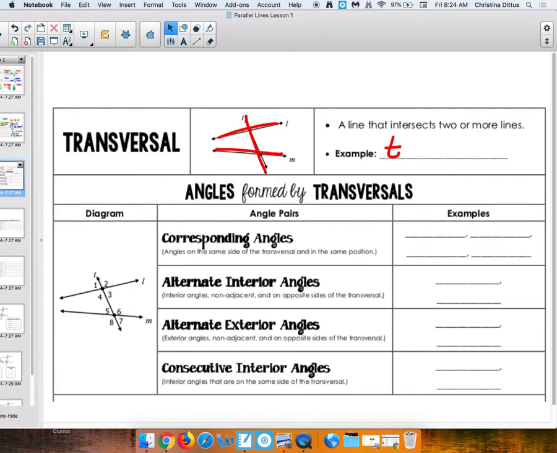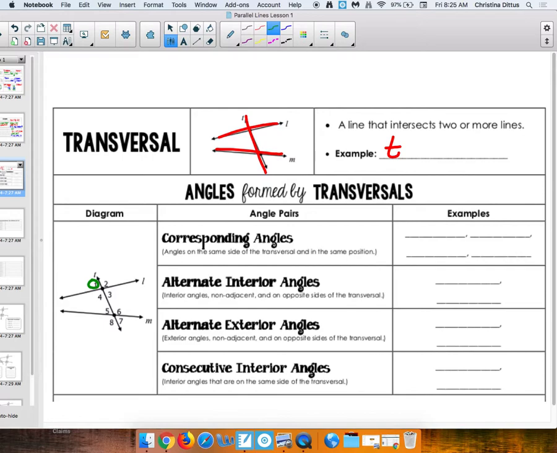This next stuff is super important. We use this till the end of the year, so we're gonna get it ingrained in here. Corresponding angles are angles on the same side of the transversal, the same side of the line that cuts through, and in the same position. If I have angle 1, my transversal is T, because it intersects two lines.